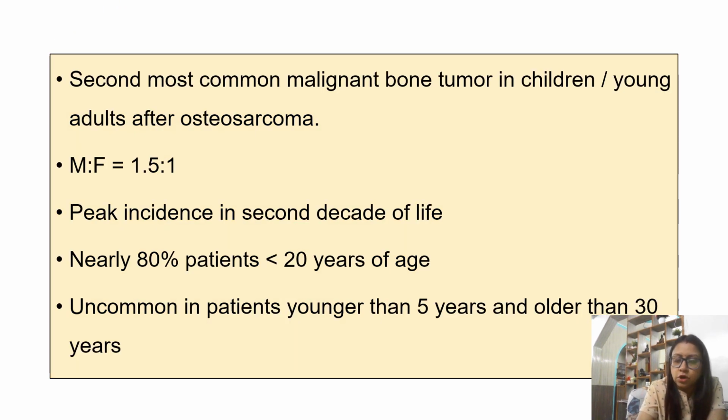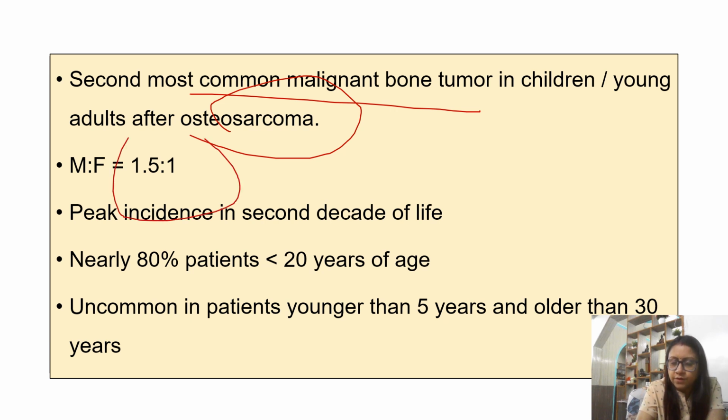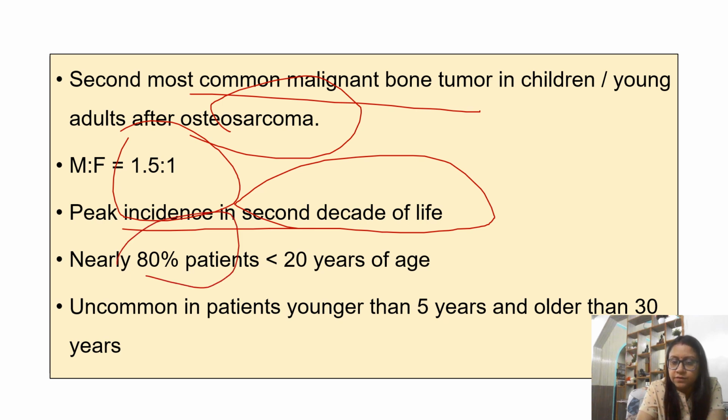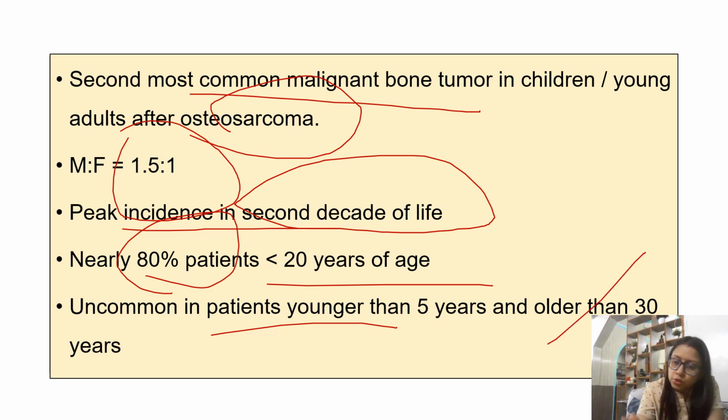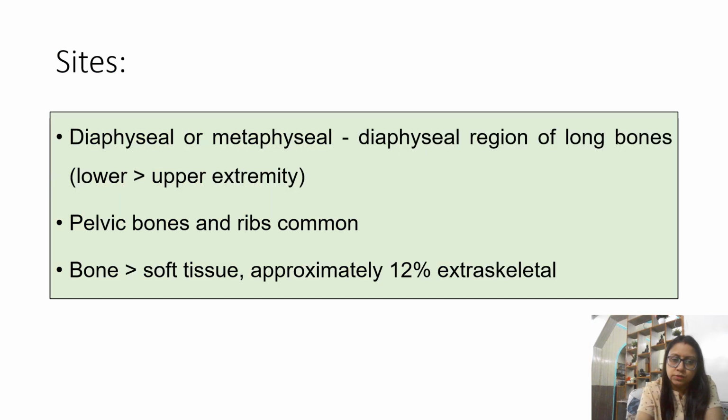This is the second most common malignant bone tumor in children or young adults after osteosarcoma. Male slight predominance is noted with 1.5 to 1 incidence. Peak incidence you see in second decade of life. Nearly 80% of Ewing sarcoma patients are less than 20 years. Uncommon in patients younger than 5 and older than 30 years. But still, there's nothing called absolute no-no. You can see Ewing sarcoma in less than 5 and more than 30 also.